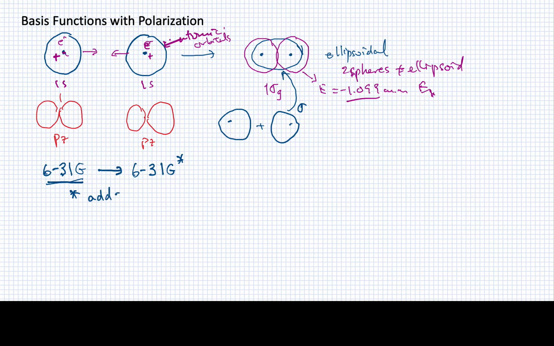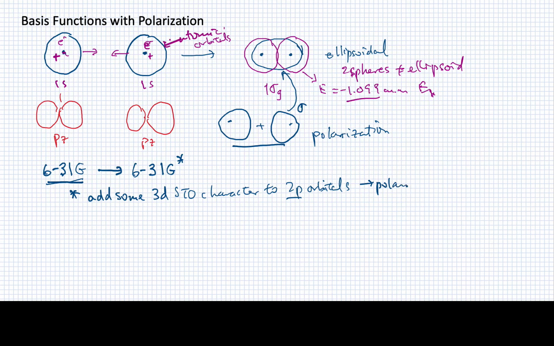In other words, this is a way of adding polarization. This representation of these orbitals is a polarization of the spherical orbitals that we would ordinarily start with. When I add a little bit of 3D character to these 2p orbitals, this is a way of polarizing the p orbitals.